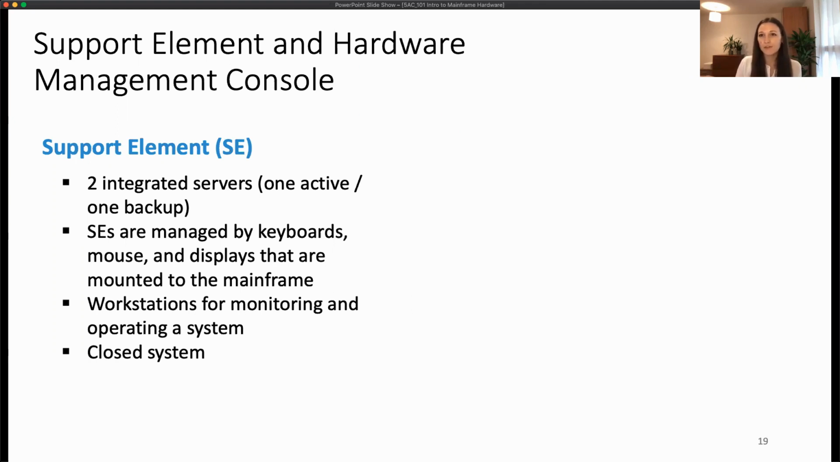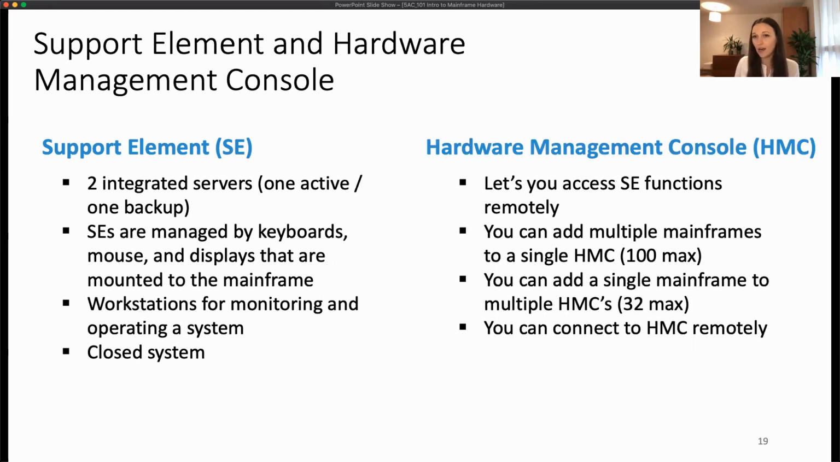So you can only do the work which it is intended to do. But just imagine if every time you had to do something at the mainframe, you would need to physically go to the data center. It would be quite annoying and very inefficient. And that's why we have the hardware management console. The hardware management console lets you access those support element functions, but remotely. So you can add multiple mainframes to this HMC, and you can also add a single mainframe to multiple HMCs.